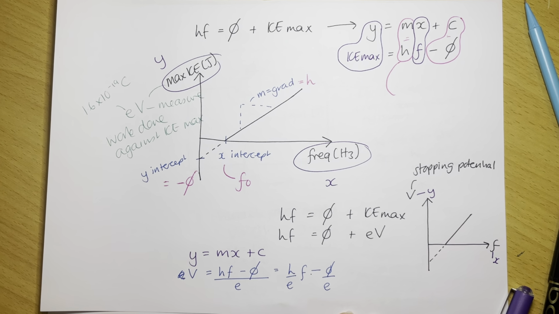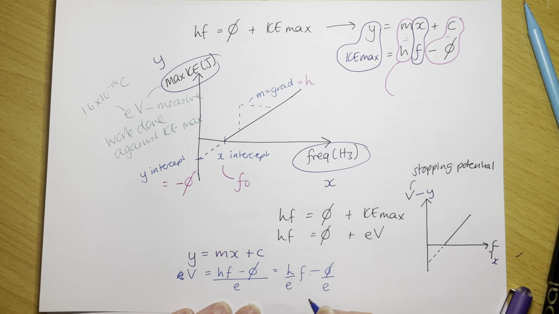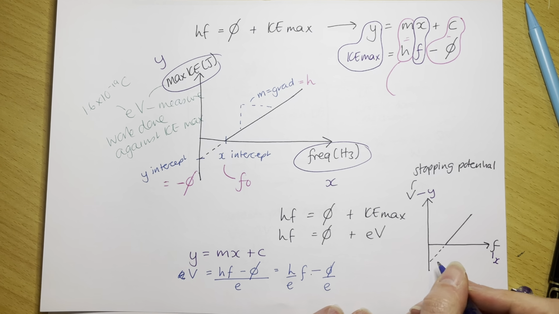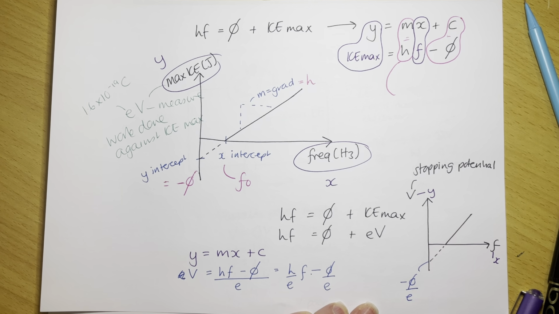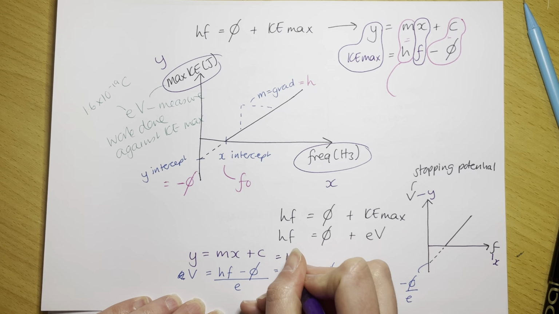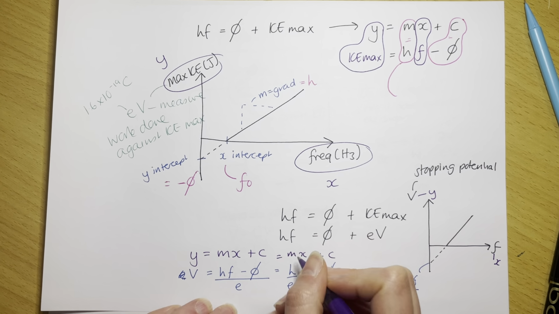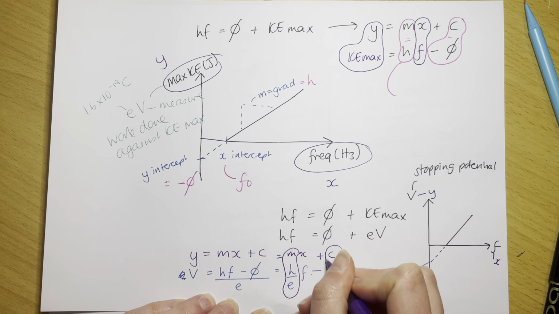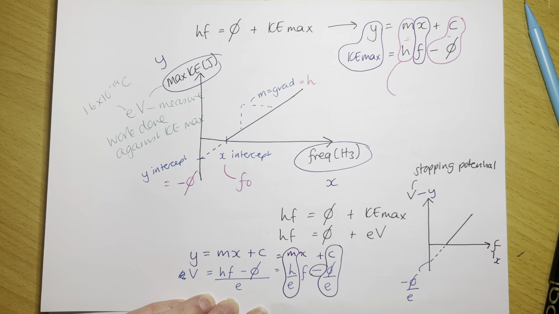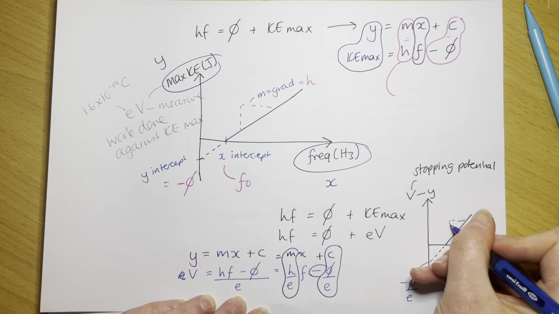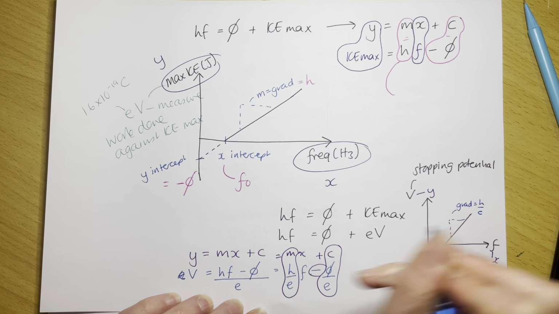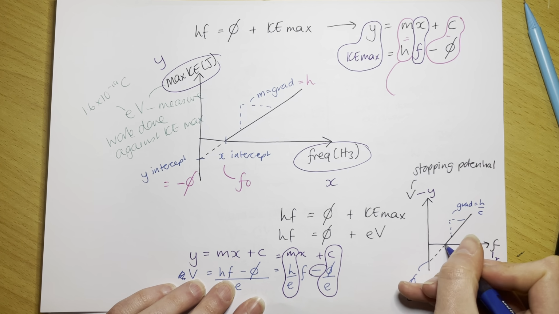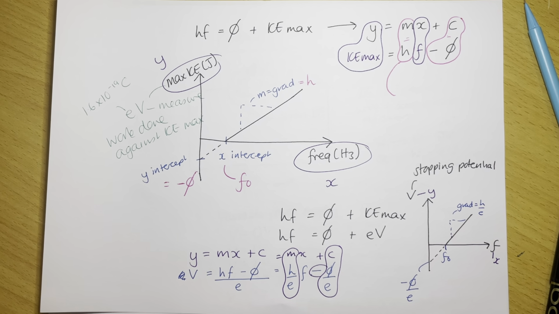So at this point, what I would find is that my y-intercept equals the minus work function divided by E, because I haven't drawn this very well. Let me just write y equals mx plus c again above here, because then we can do this. Put some minus there. And now the gradient equals h over E. You'll also find that this is still the threshold frequency.